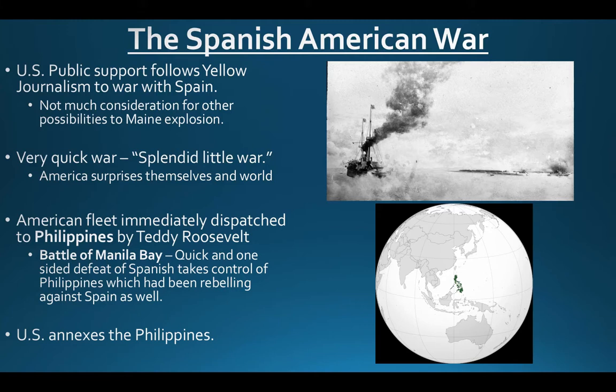And the United States is going to take control of the Philippines, which similarly to Cuba had actually also been rebelling against Spain as well. And the United States will then annex the Philippines.